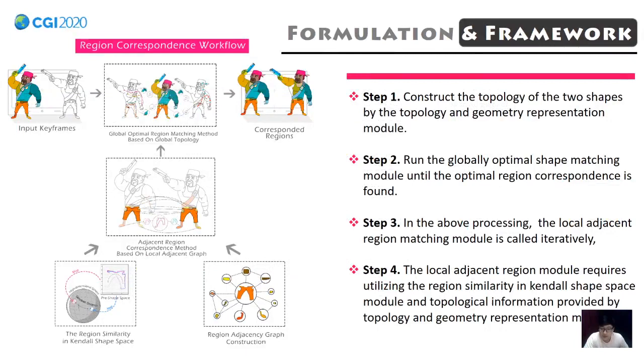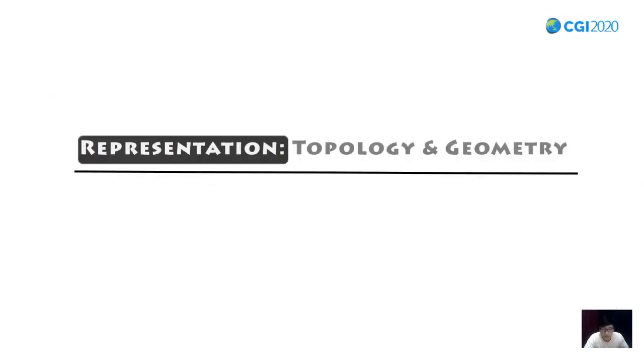So let me introduce the construct of our framework first. Assume we have two different vectorized 2D shapes. First, we construct RAG by the first model. Then, with RAG, we run the four models until the optimal region correspondence is found. In this process, the third model is called iteratively, and it requires utilizing the region similarity in the second model and the topological information provided by the first model. Now let's take a look at each model.